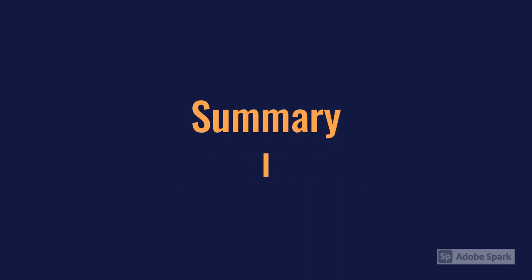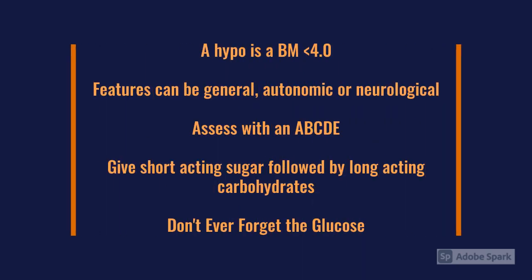So just to quickly summarise, we've been talking about hypoglycemia. We've gone through some of the features we would expect to see, some of the causes that might have led to the patient having a hypo, and how you'd assess them. Don't forget your ABCDE and treatment, so looking at a local guideline. So I think the most important thing that we would take away from this is don't ever forget the glucose in your D.